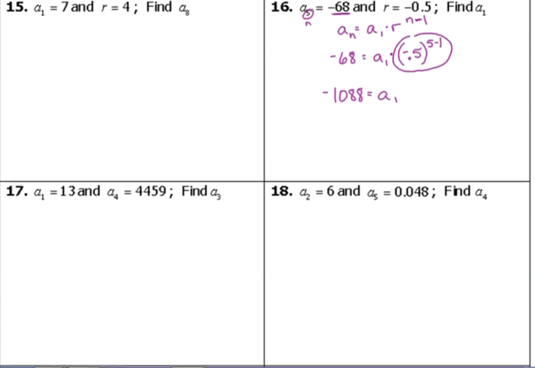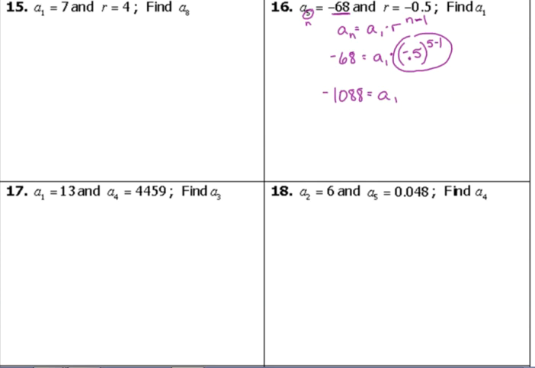Let's look at number 18. Similar kind of idea, but this time they give us different information. This time they tell us the 2nd term, and they tell us the 5th term, and they want us to find the 4th term. They tell us the 2nd, the 5th, they want us to find the 4th. So we're probably going to need the common ratio. This is like what we did yesterday with the arithmetic.